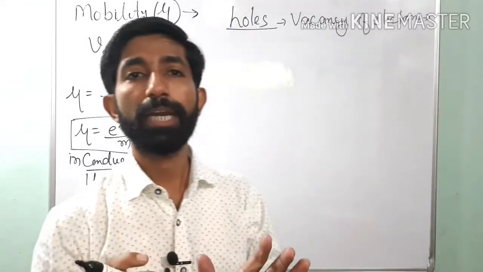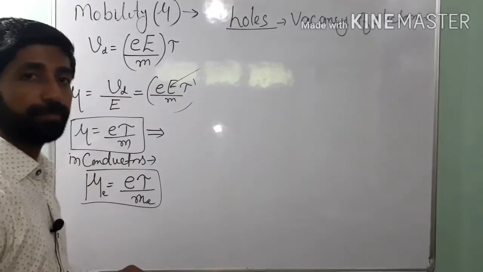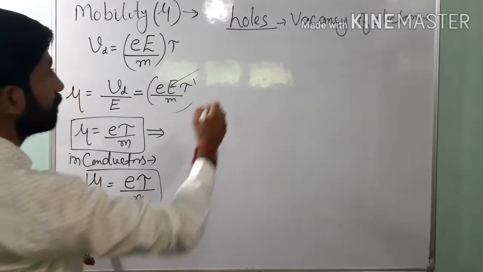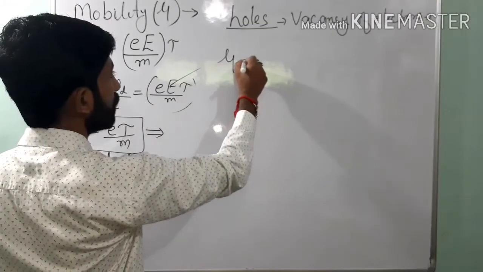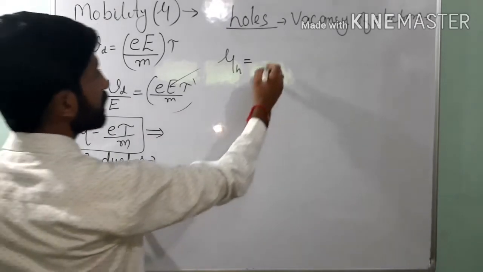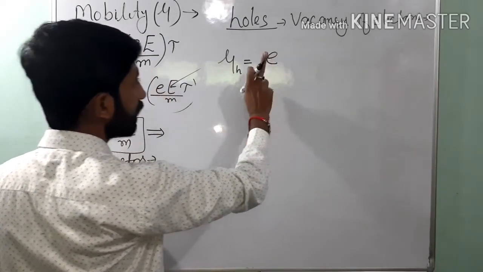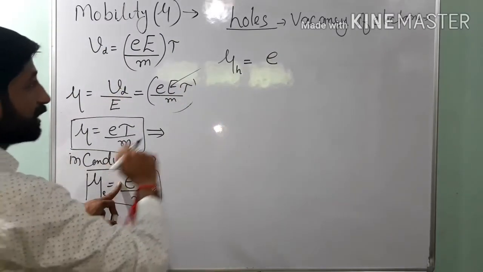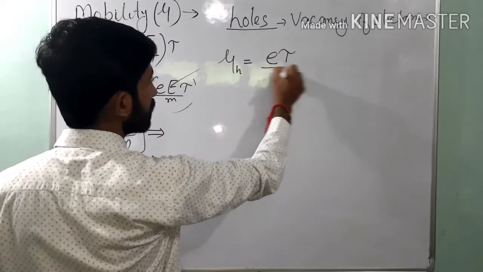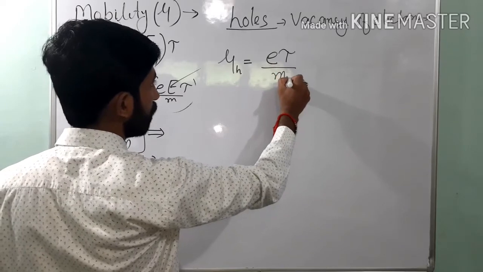We have to simply write the mobility for holes. For holes, the mobility is given by its charge. Obviously, the charge of a hole is equal to that of an electron. So I am writing e, then its relaxation time over mass of the hole.